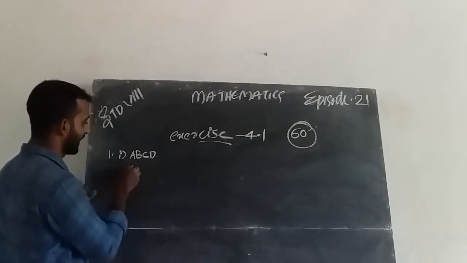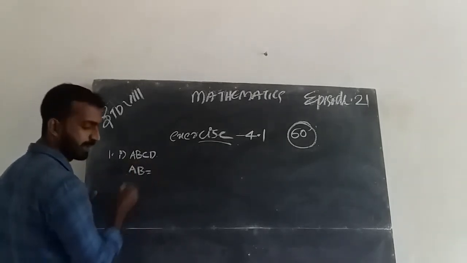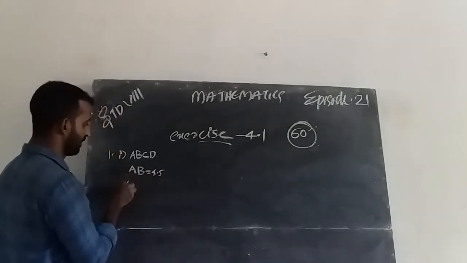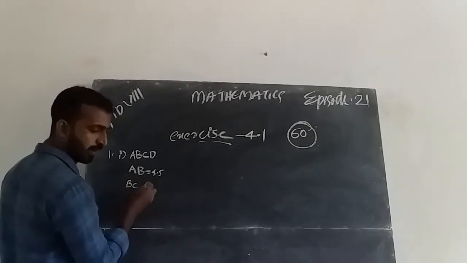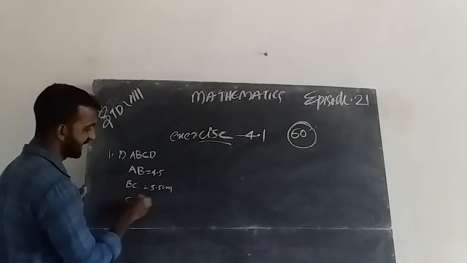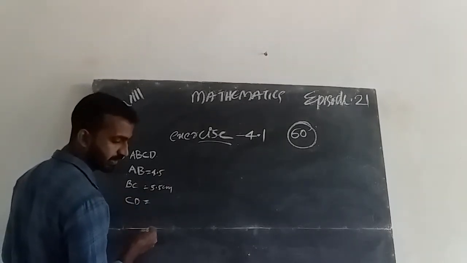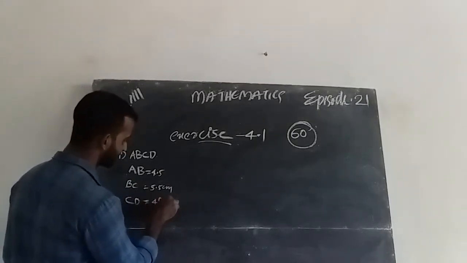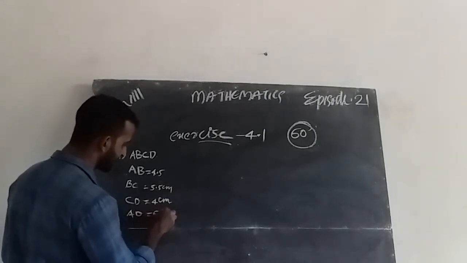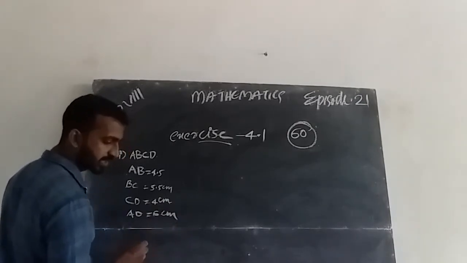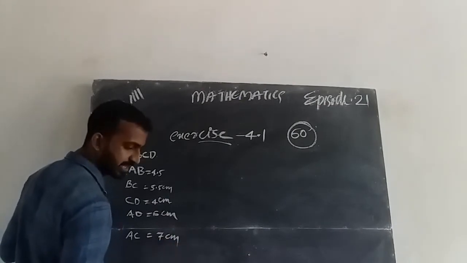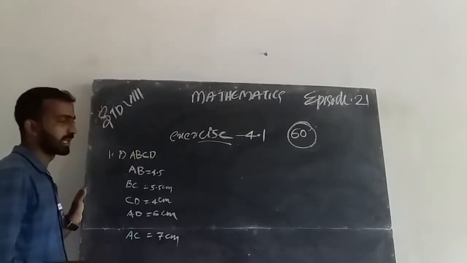That is, AB equal to 4.5 centimeter, BC equal to 5.5 centimeter, CD equal to 4 centimeter, and AD equal to 6 centimeter, AC equal to 7 centimeter. These are the measurements.